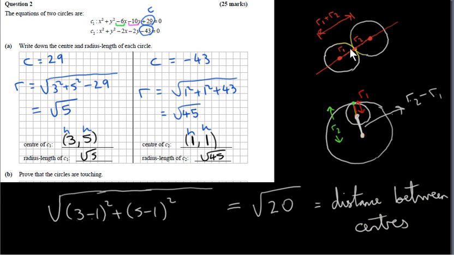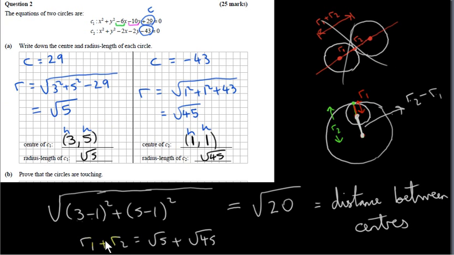And now let's look at the radii. Let's look at, say, the sum of the radii, R1 plus R2. The sum of the radii is root 5 plus root 45. How does that compare to root 20? Is it the same or different? Well, clearly it's greater than root 20. Root 45 is definitely greater than root 20. So the sum of the radii is not equal to the distance between the centres. That means the circles do not touch externally, so we can rule out this situation here.